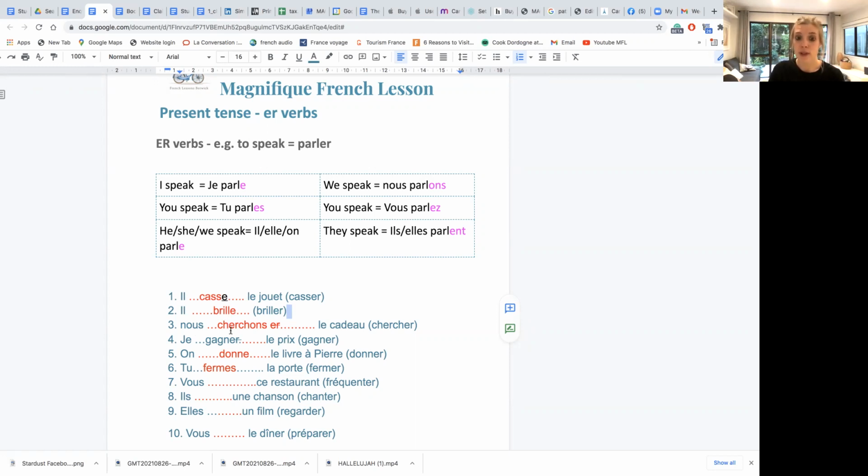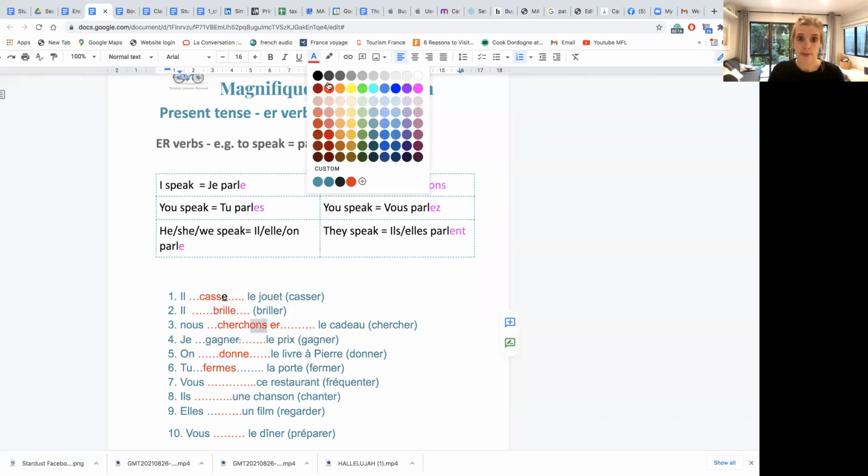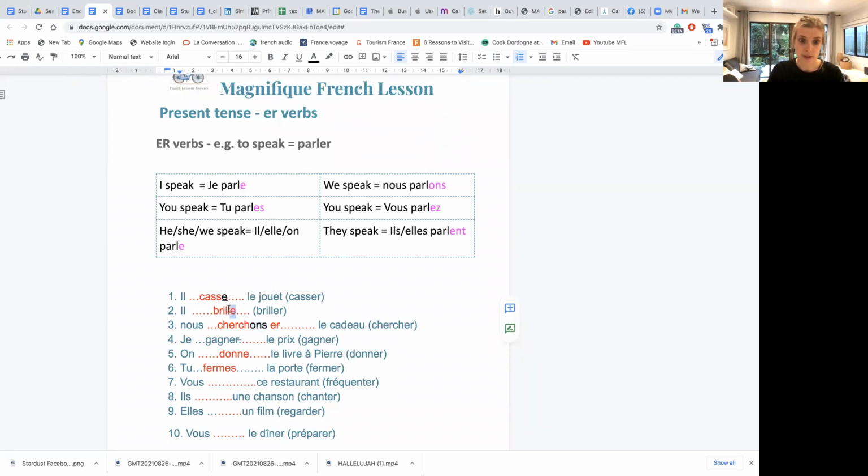Then we have nous. So the verb is chercher in brackets. So we need to go nous, look above. When the verb is with nous, we need to add ONS. So we take off the ER and pop ONS back on. So we have chercher, take off the ER and pop the ONS. So cherchons, comme ça. Voilà.